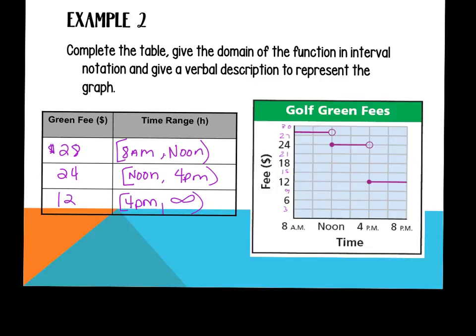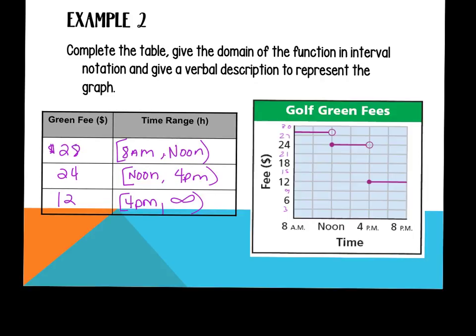So then it says, give a verbal description to represent the graph. So this is a really good SAT type of question. What does this tell you? What kind of information can you give me from this graph? And there's a lot of answers you could give to this. So pretend you're actually making a plan to go to this golf course. What does this information help you with? It helps you with the fee-time relationship. Okay, so you would know exactly how much you're paying depending on what time you're arriving.